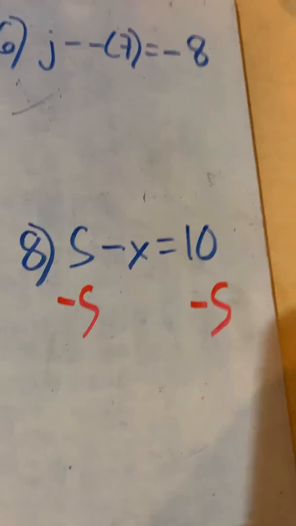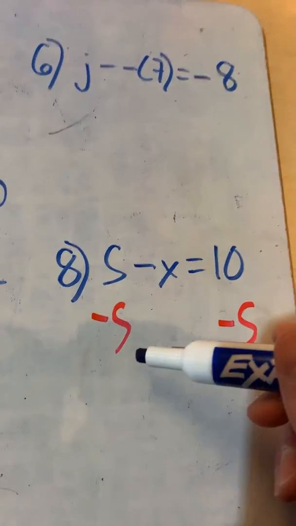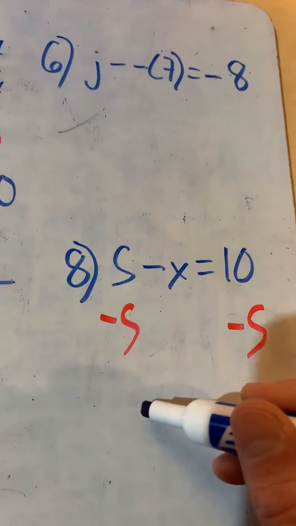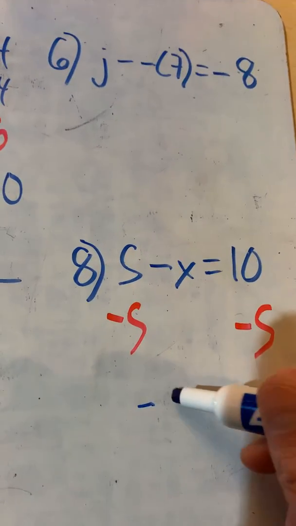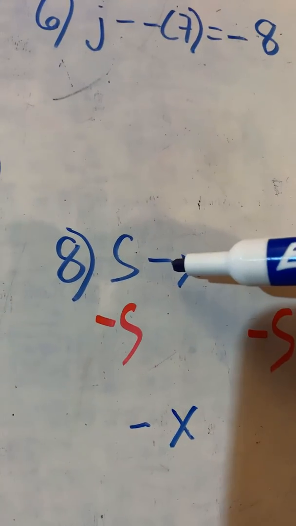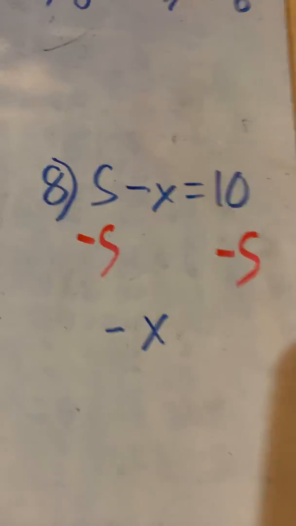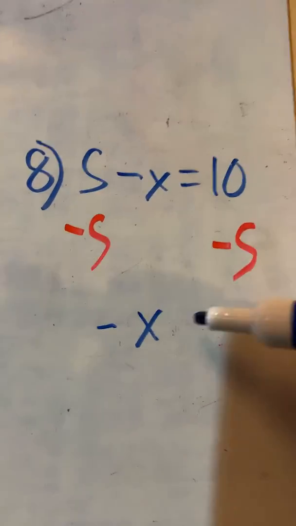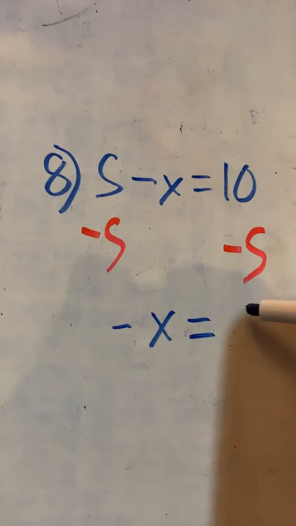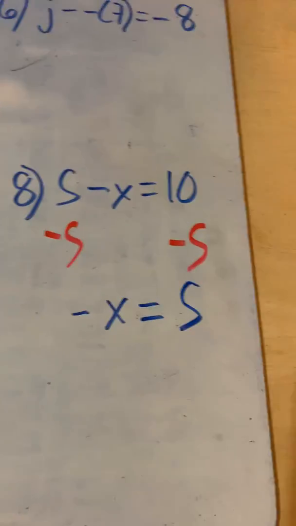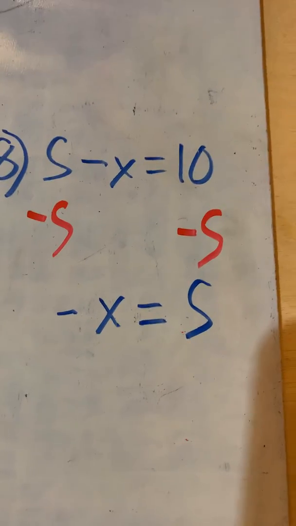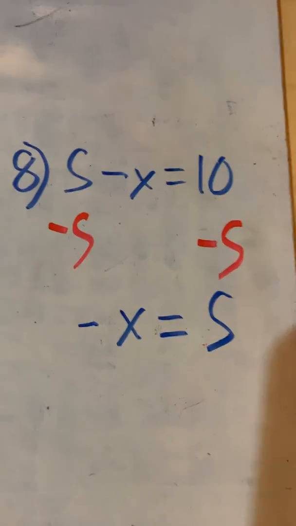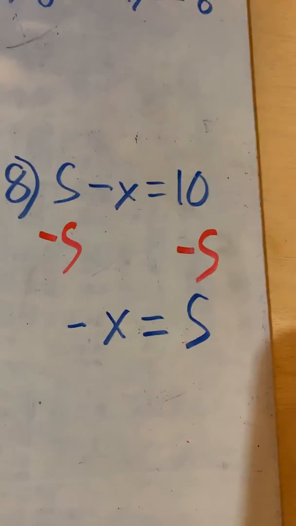But let's see what's left now. 5 minus 5 is 0, but I'm not just left with x, I'm left with a negative x, because we can't just forget about that minus sign that's in front of the x. On the other side of the equal sign, I have 10 minus 5 is 5. Now the goal here is to figure out what positive x is, not negative x. So we're actually going to have a more than one step equation here.